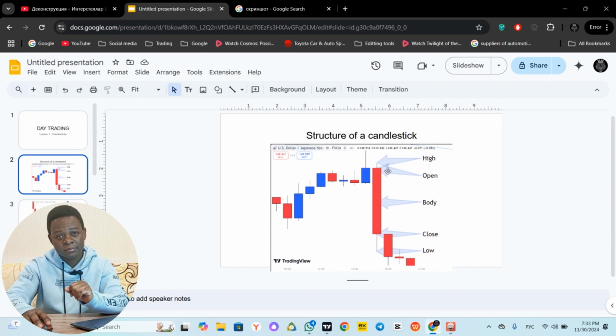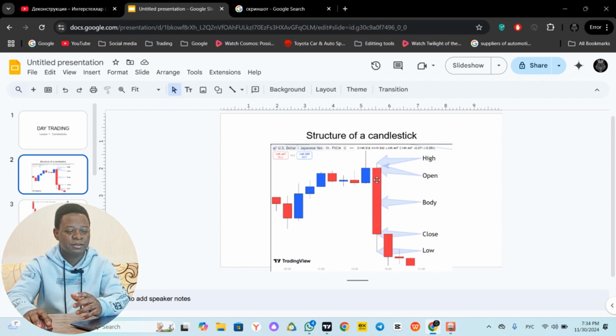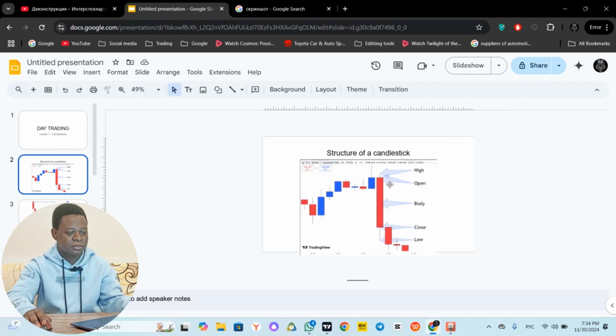a body, and guys, if you open any graph, you'll find that this is what you mostly find in most graphs. You'll find a body. Let me actually increase it in size.